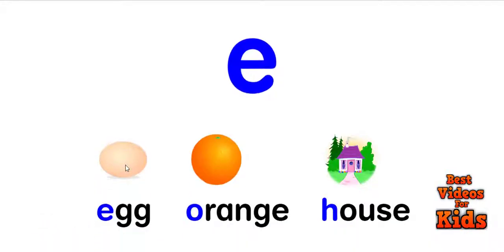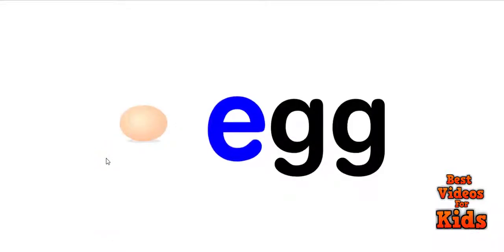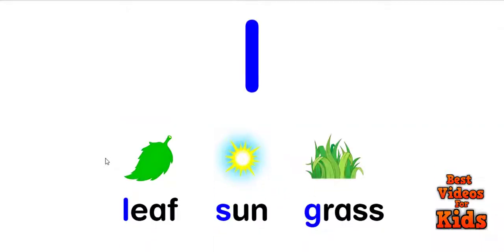Which word starts with the letter E? That's right. E is for egg. Which word starts with the letter L? No, try again. That's right. L is for leaf.